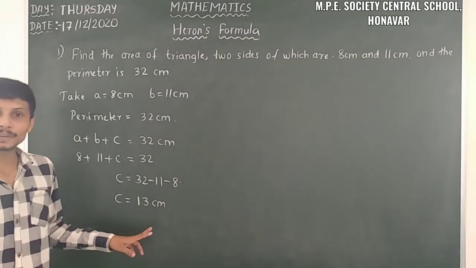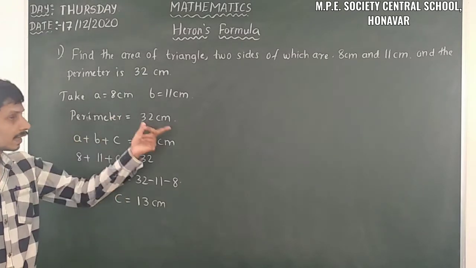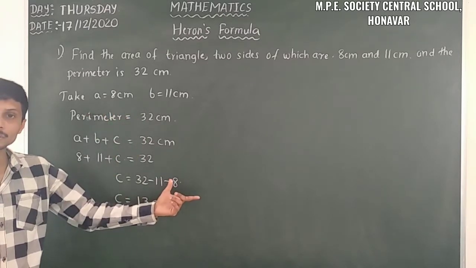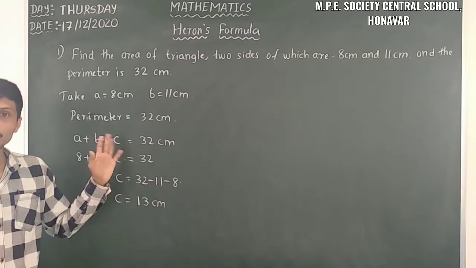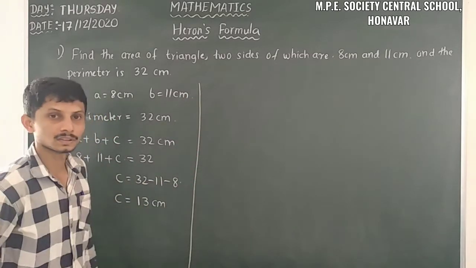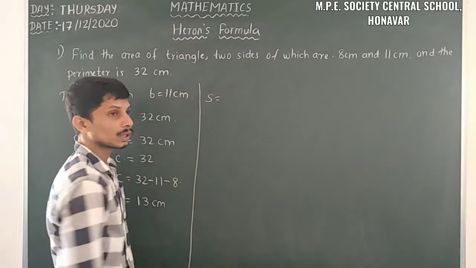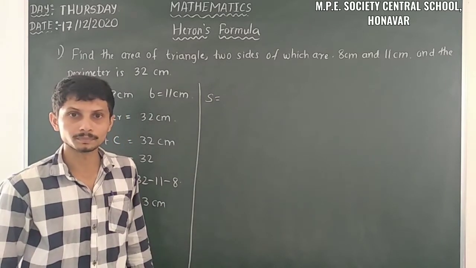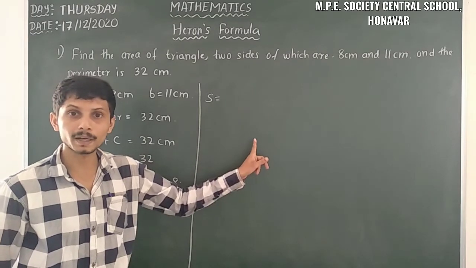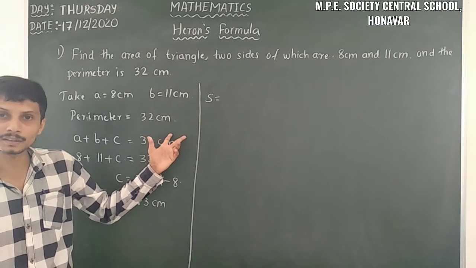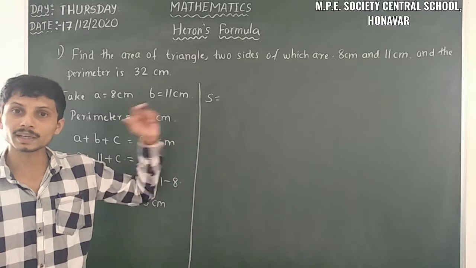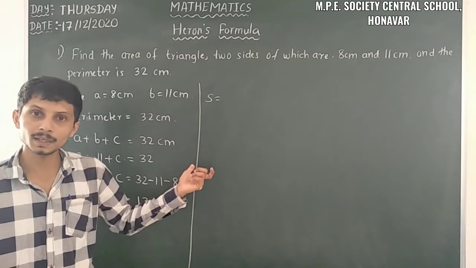So we have A, B and C, three values. When we have these three values, we can easily find the area of the triangle. How? Firstly we have to find the value of S. S is equal to A plus B plus C by 2. Just observe that S is half of the perimeter, perimeter divided by 2. The perimeter is already given, so we divide it by 2 to get the half perimeter, the semi perimeter.